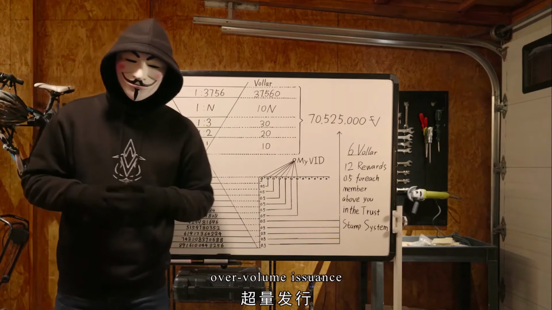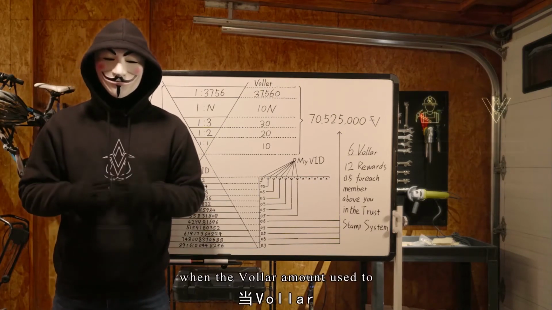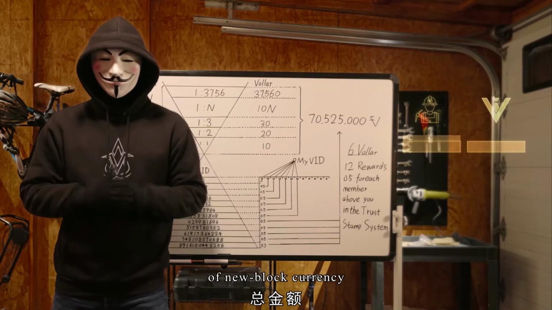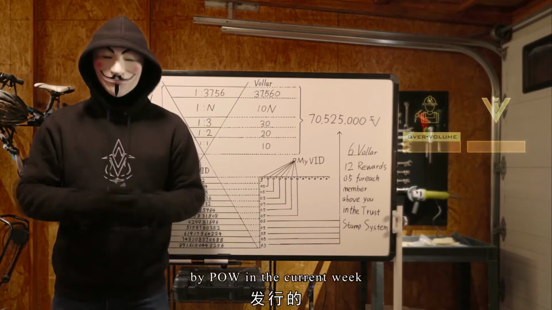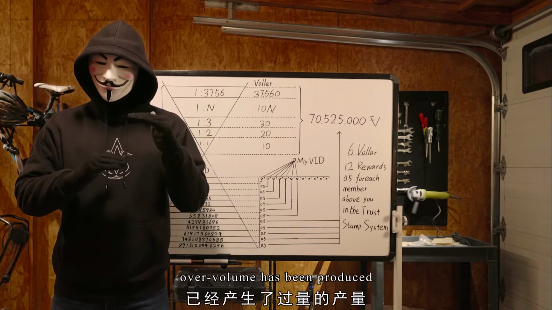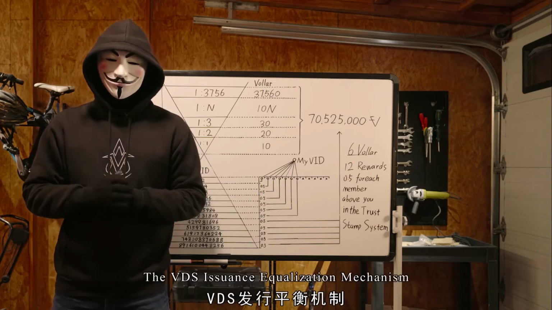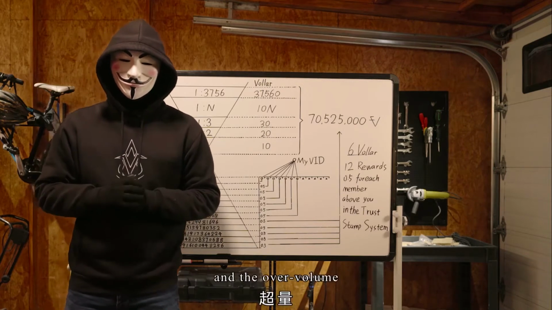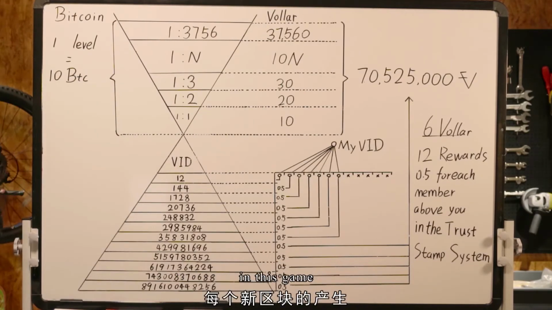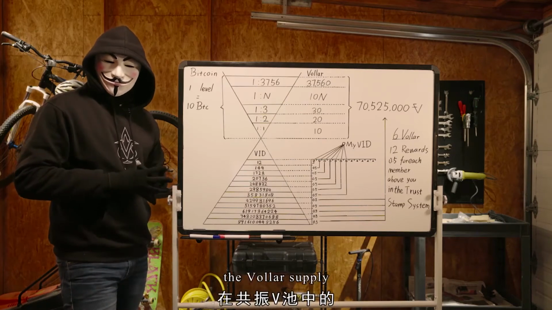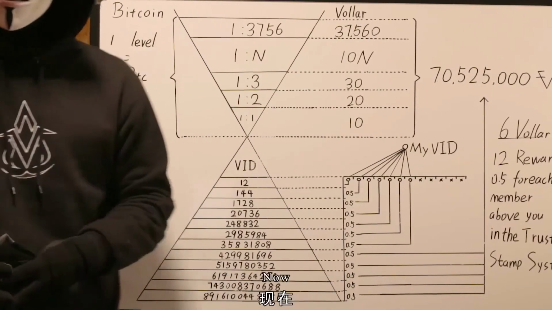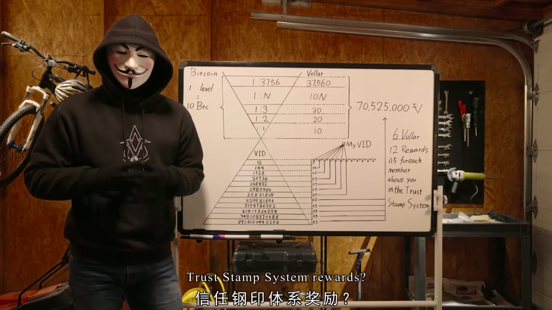Now, when we say overvolume issuance, we are referring to when the Voller amount used to create VIDs in the previous game week is less than the total amount of new block currency that was issued by POW in the current week. In this situation, where there's a sum difference, the system will determine that overvolume has been produced. Then the VDS issuance equalization mechanism will activate and the overvolume will be redirected into this Resonance V pool at the production of each new block in this game. This is to increase the Voller supply in the Resonance V pool, and it also increases the exchange rate as each level goes up.